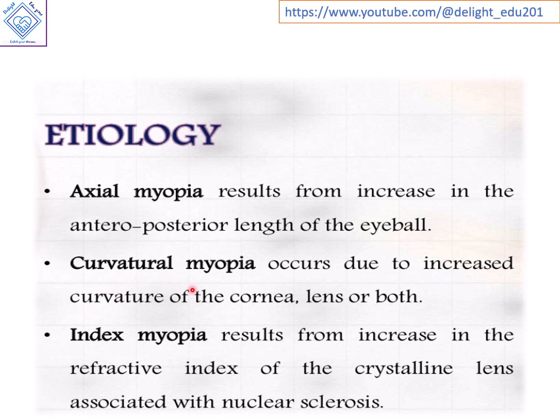Next is curvatural myopia, which occurs due to increased curvature of the cornea, lens, or both. Another is index myopia, which results from an increase in the refractive index of the crystalline lens associated with nuclear sclerosis. So these are the three etiological factors that lead to myopia: axial myopia, curvatural myopia, and index myopia.